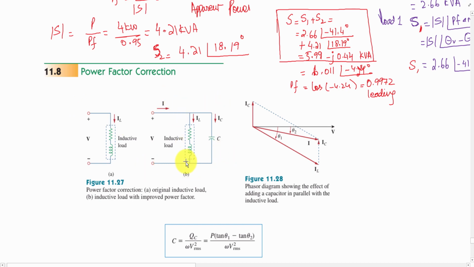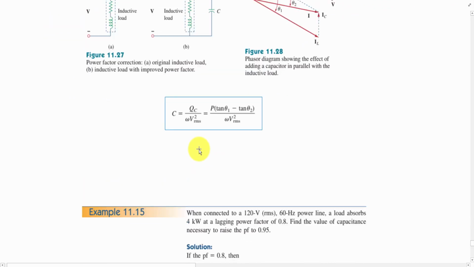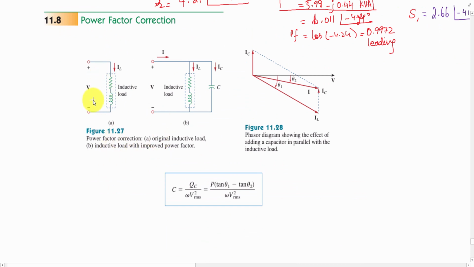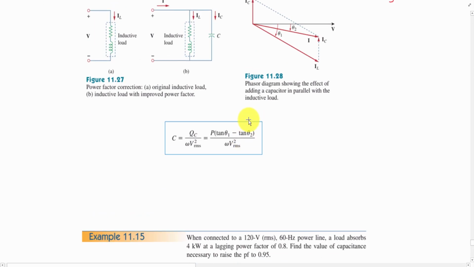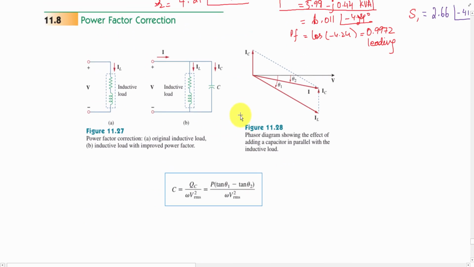So by power factor correction we mean that we have an original inductive load and then we have a capacitor right next to it in parallel and we have an improved power factor. This is an optional topic. It's actually covered in a lot more detail in some other power courses, but here this is an introduction. It's given in the book and it's part of your course, but it's kind of an optional topic.